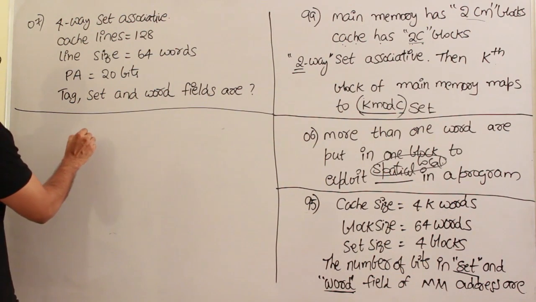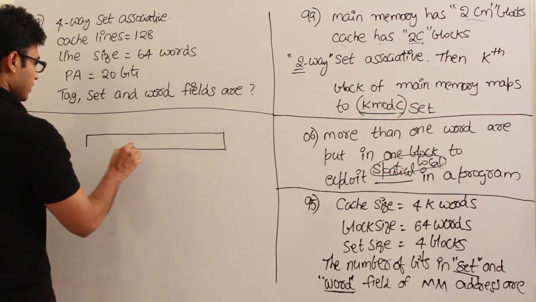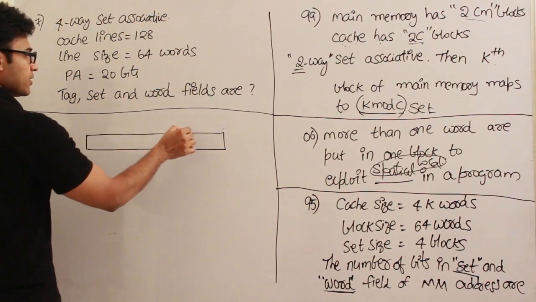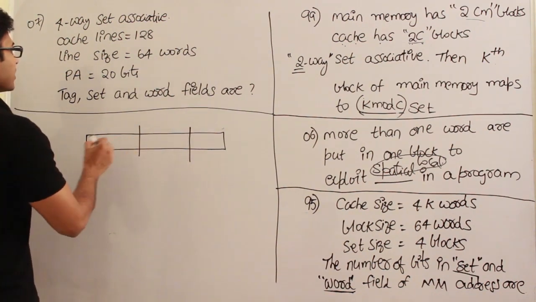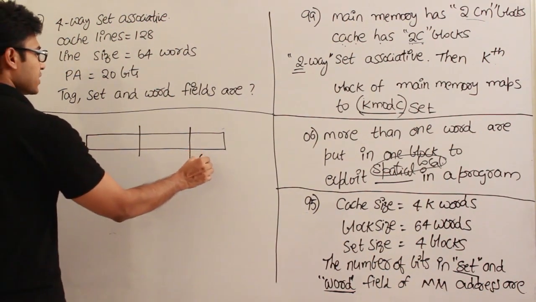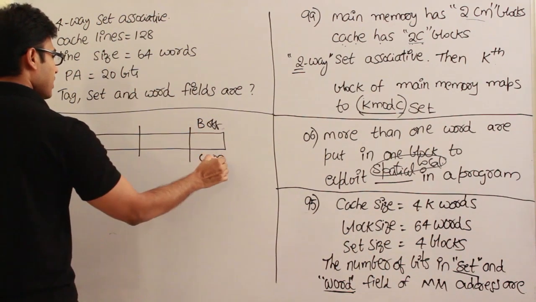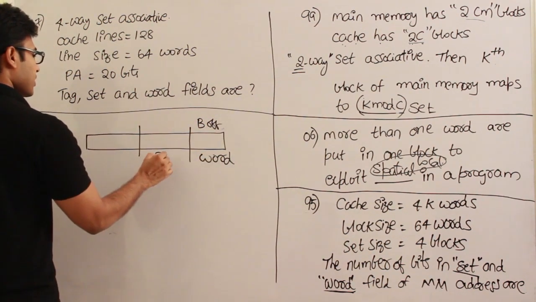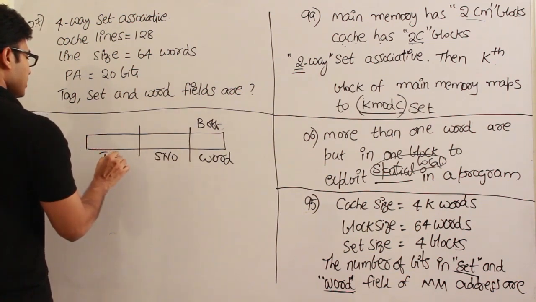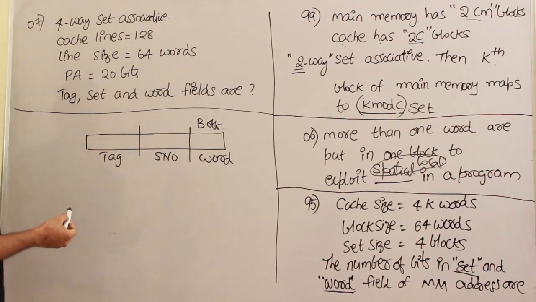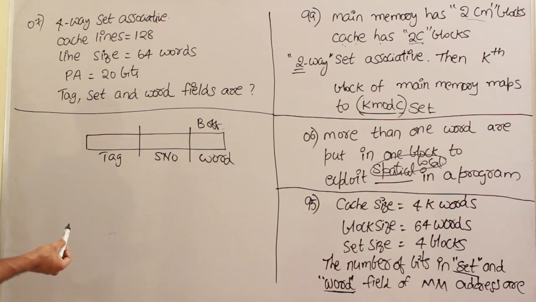So you know that just now we have seen it, right? In set associative mapping, the main memory address or the physical address is divided like this. One is block offset or word number, the other one is set number, and the other one is tag. These are the 3 fields which are present in the physical address in case of set associative mapping.